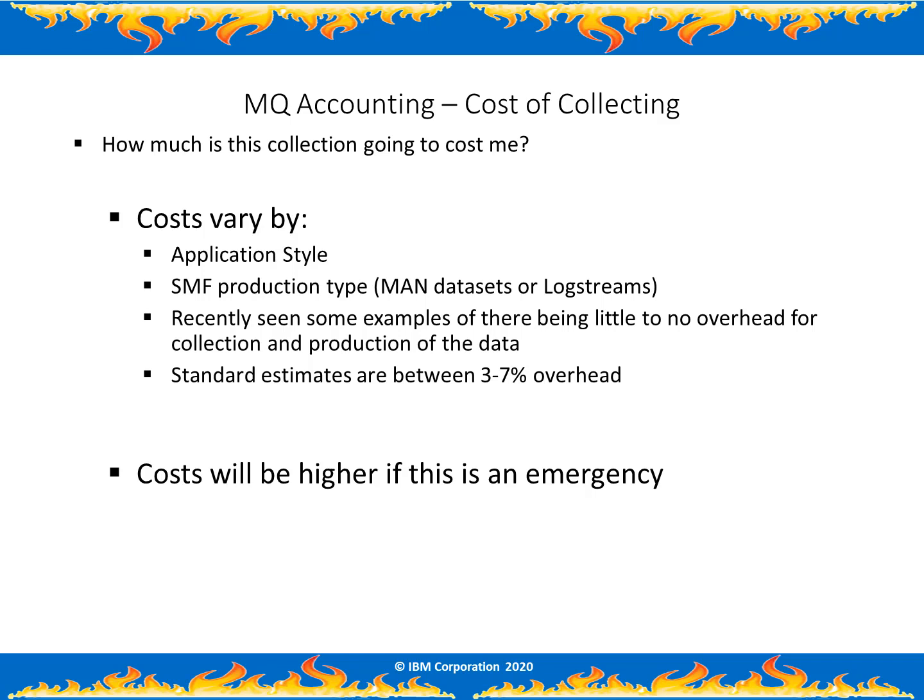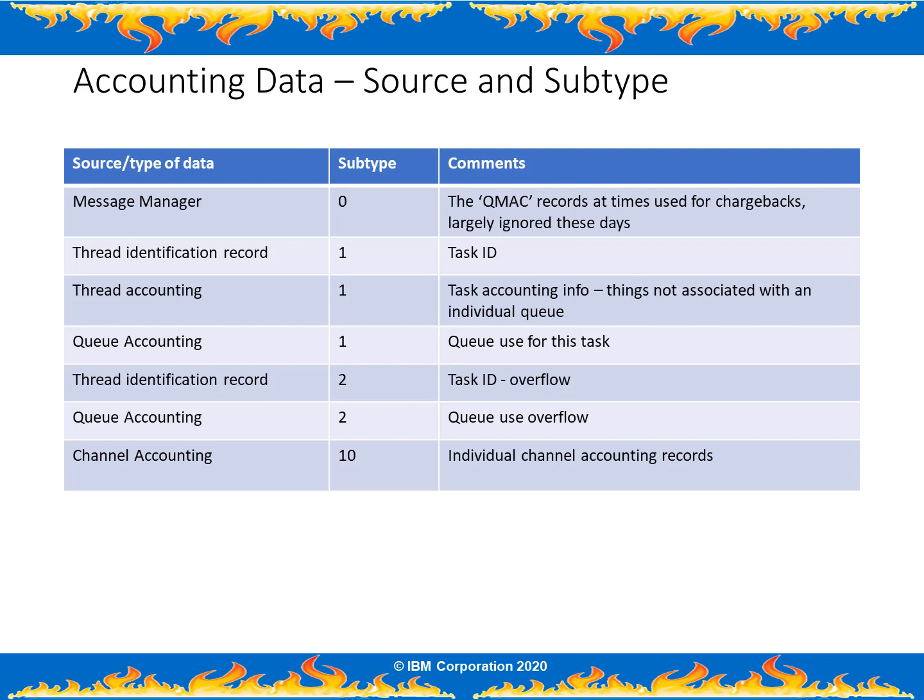If your workload is much more batch-oriented or is built around long-running CICS or IMS transactions, the cost will be lower. The cost for gathering and interpreting this data will be exponentially higher if you are trying to debug a performance problem or an application problem and you have never turned this data collection on and never reviewed this information before. This is a list of the source and subtypes of the 116 or accounting data.